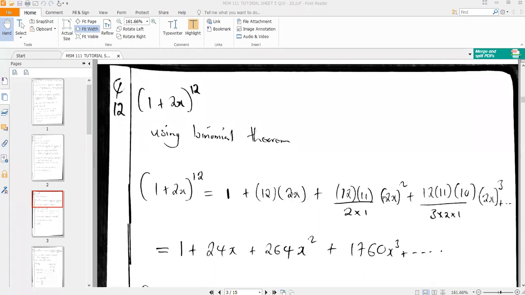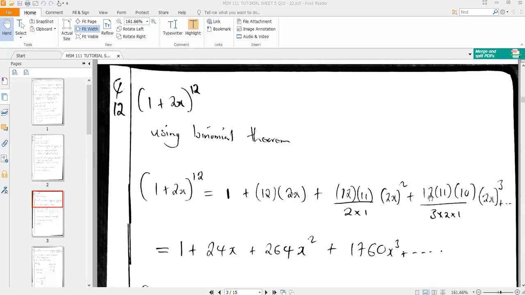So when you're simplifying, you find that you have 12 times 2x, which gives us 24x. Then here we have 1, so 1 plus 24x plus, this 2 can go into that one. We have 6, so 6 times 11 we have 66. Now 66 times 4, we're going to have 264x to the power 2, because 2x to the power 2 is simply 4x squared. So when you multiply 4x squared times 66, we get 264x to the power 2, plus.